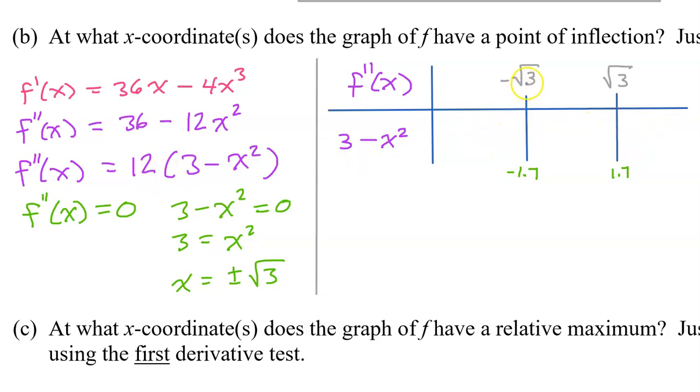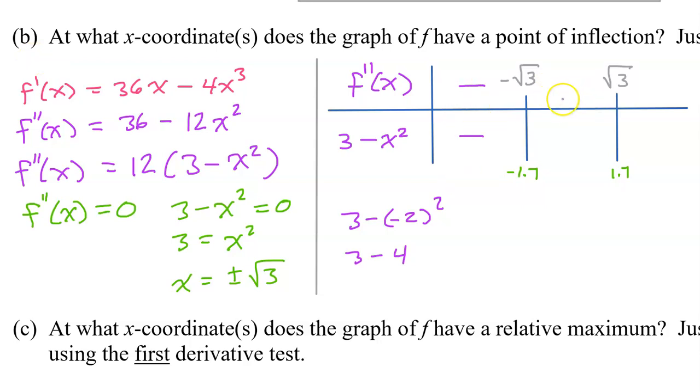So will 3 minus x squared be positive or negative in each of these intervals? Keep in mind that the square root of 3 is approximately 1.7. So the first interval, we need a test value that is less than negative 1.7. For example, let's say negative 2. So if we did an x value of negative 2, we'd be looking at 3 minus negative 2 squared. That would be 3 minus 4, which would be a negative value. So F double prime is negative in the first interval.